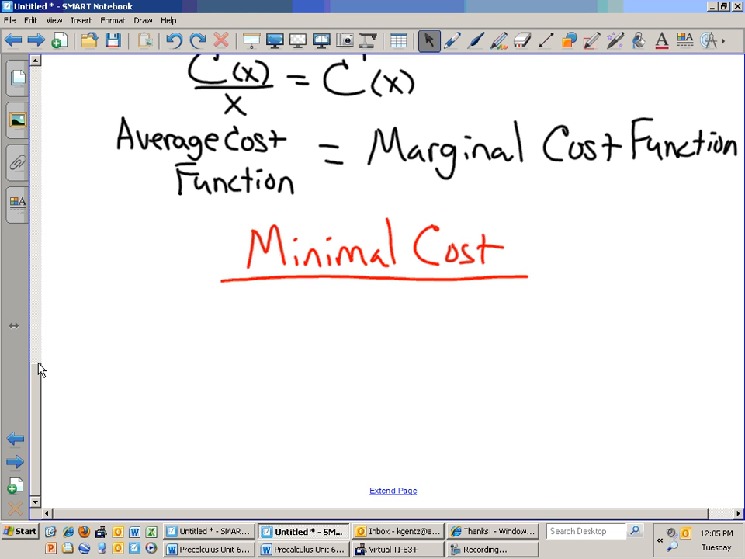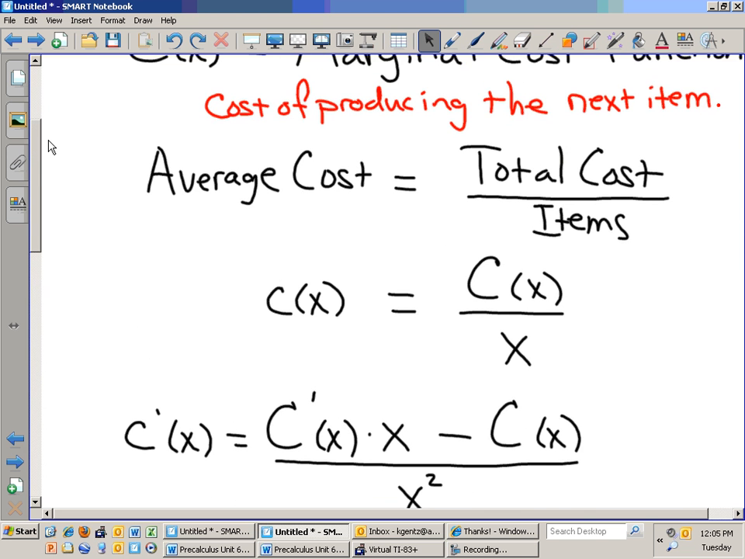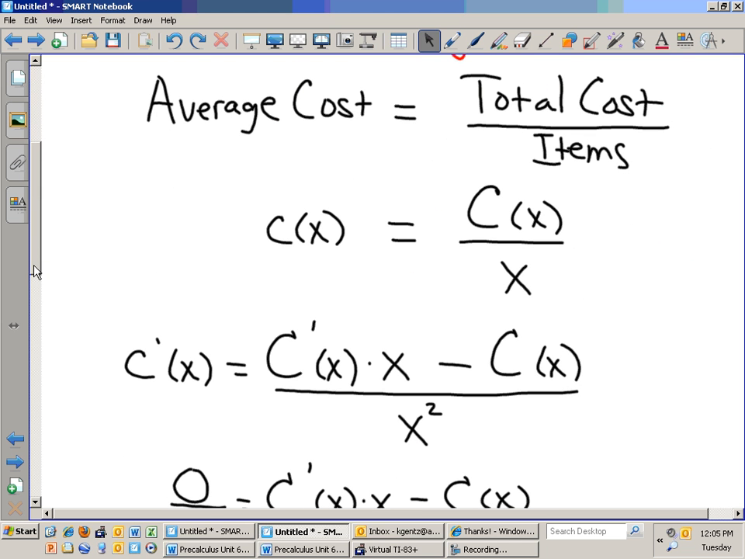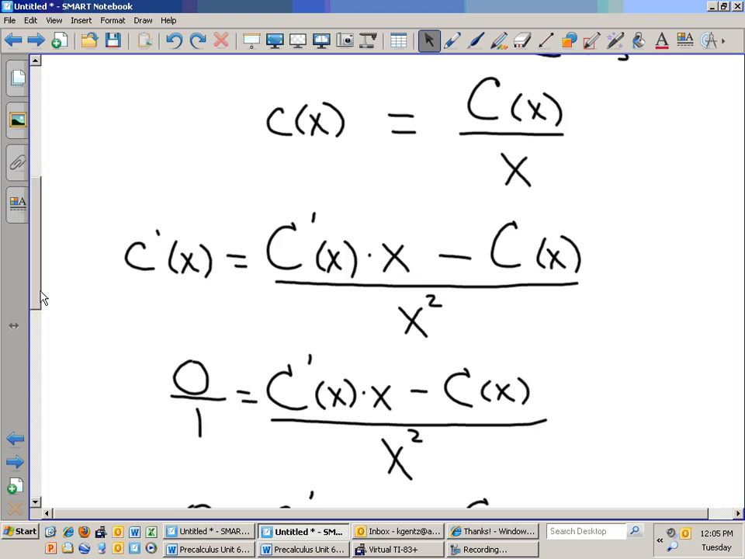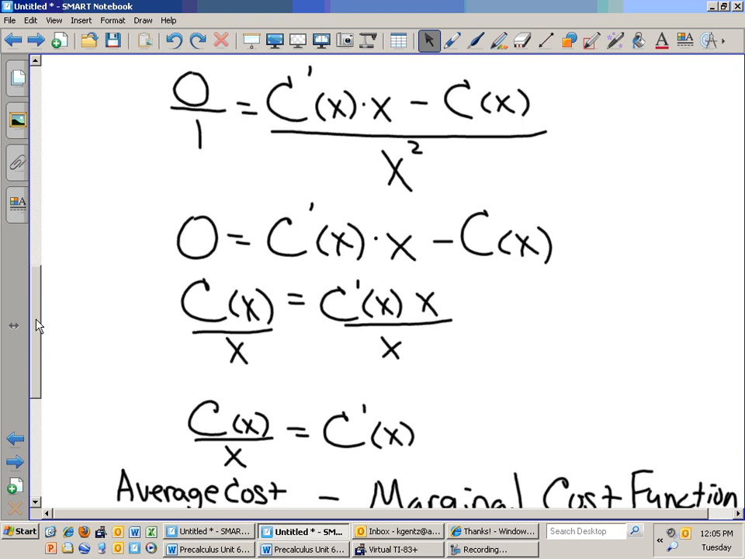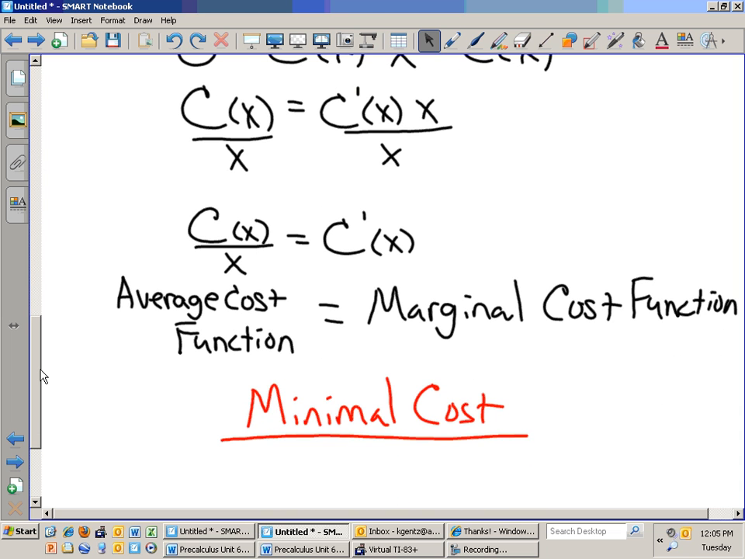I want a quick review of how we got that, and then I want to do an example, and you guys will be good to go. Now, you don't have to duplicate this, but let's just understand where this came from. Cost function, marginal cost, the cost of producing the very next item, we take the derivative. We identified the average cost as such. All we did is we used the quotient rule to take the derivative, we set it equal to 0, and we came up with an expression that said average cost function equals marginal cost function. That's when we have a minimal cost. And so that's going to benefit us, okay? So here we go. Example 1.